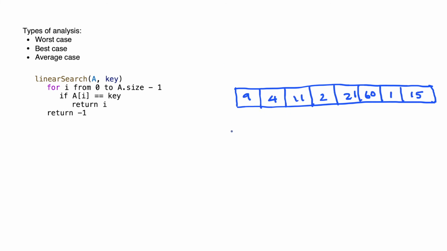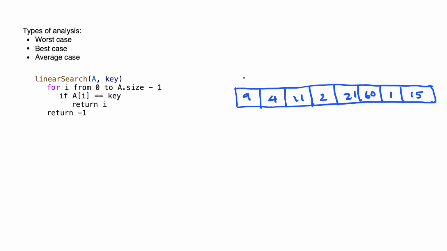And our aim is to search for an element in this array. So the algorithm of linear search goes like this. You will have an array A and you will have a key or an element that needs to be searched. So you will be changing the index I from 0 to the size of the array minus 1.